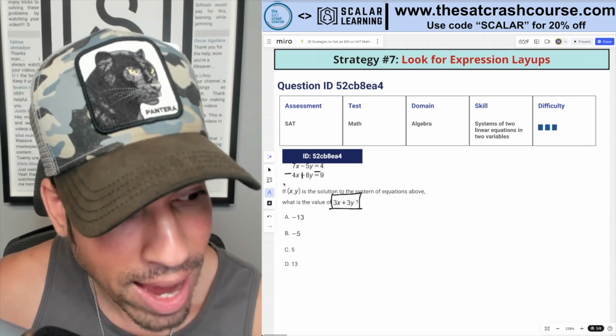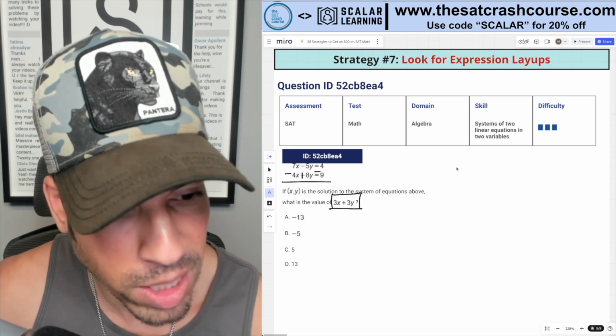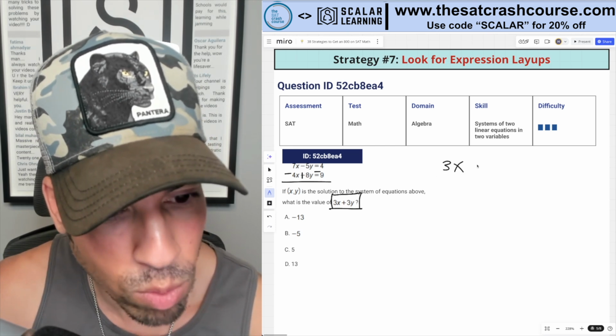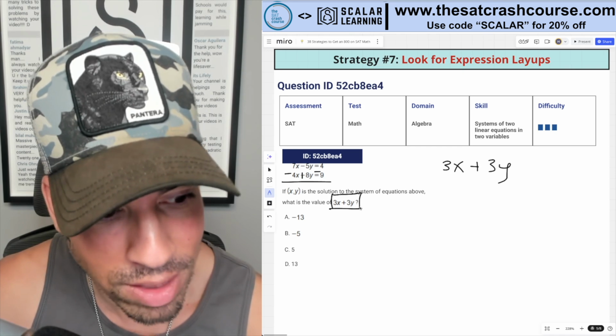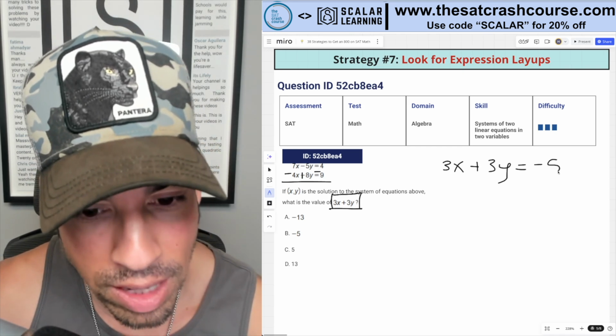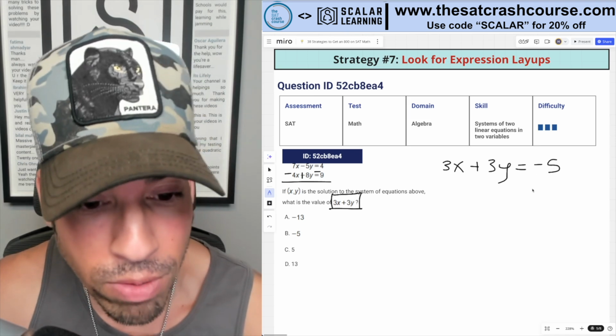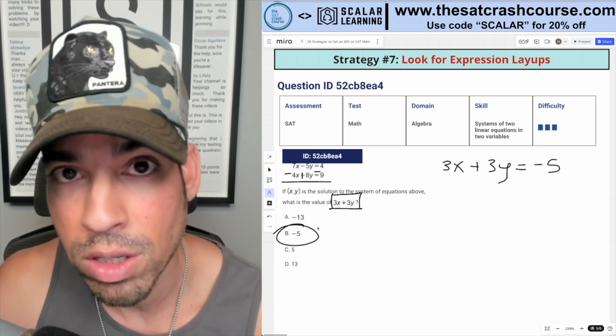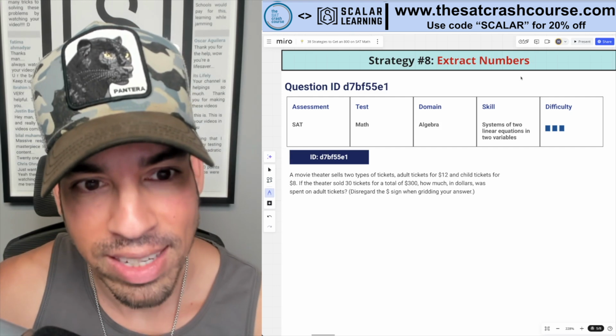Now we can just add these equations together. Watch this. 7x minus 4x is 3x. Negative 5y plus 8y is 3y. Look at that. We got the expression that we're trying to solve for. Equals, what's 4 minus 9? That is -5. And we got our answer. We didn't have to solve for x or y individually. Saves so much time, which means B is the winner. Done. Strategy number 8, extract numbers.